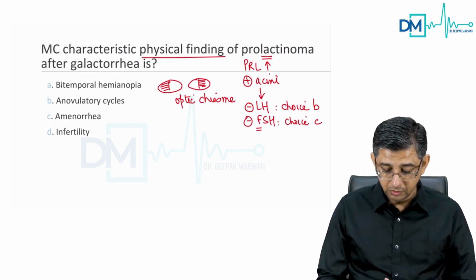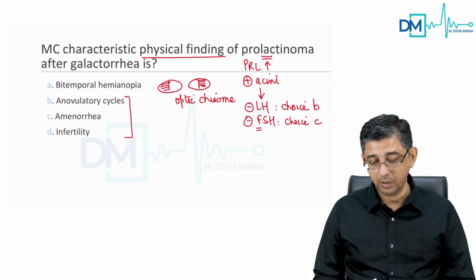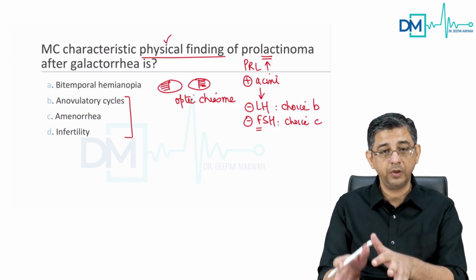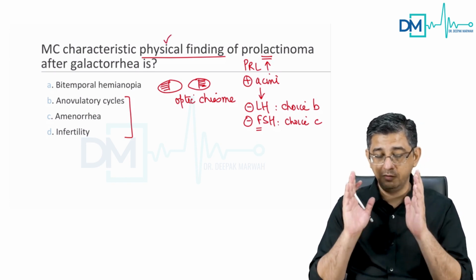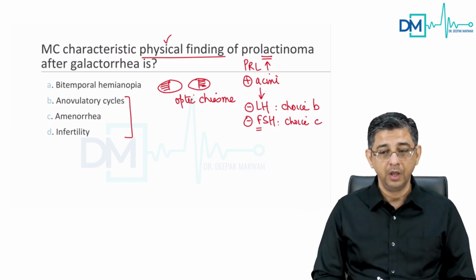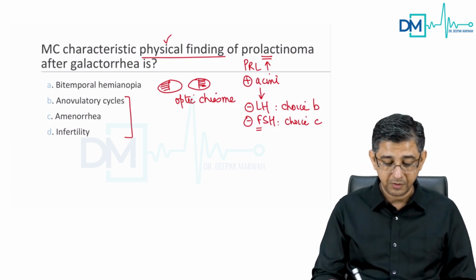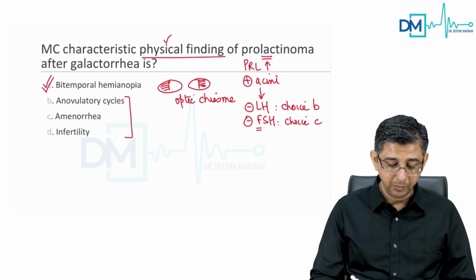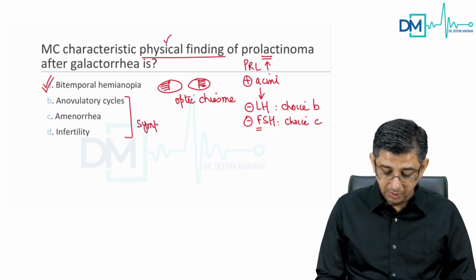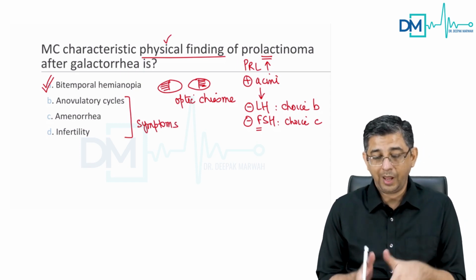Physical finding. These that I am showing here before you, anovulatory cycle, amenorrhea, infertility, this is not a physical finding. Please mark my words. Physical is what you can actually see. What can you see? The person is having a problem with his visual field. Like you can do the test by confrontation method and you can see that he is hemi-blind. The question is regarding what is the physical finding. The physical finding is bitemporal hemianopia. The remaining, all of them are rather symptoms in a patient or manifestations of the disease, but they are not something that you can actually see.